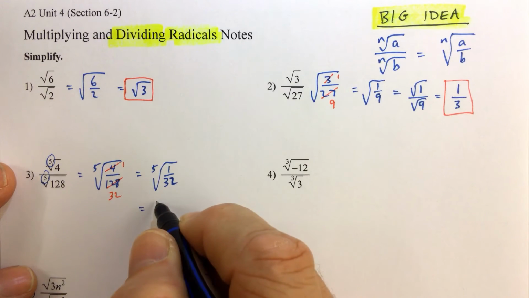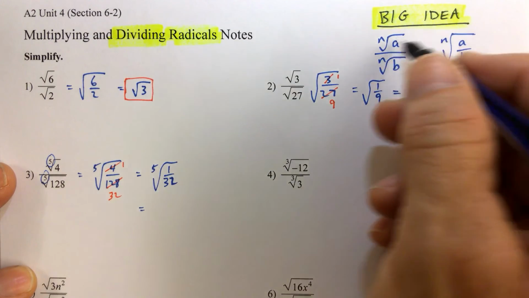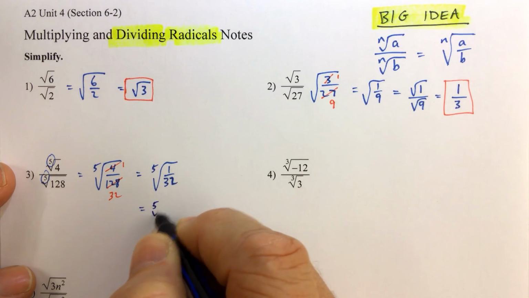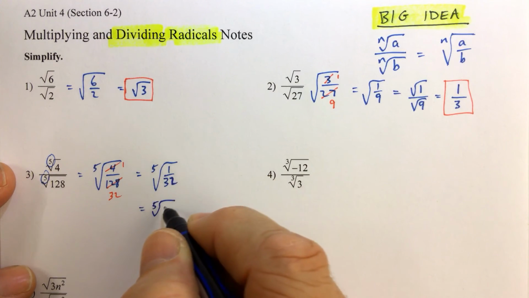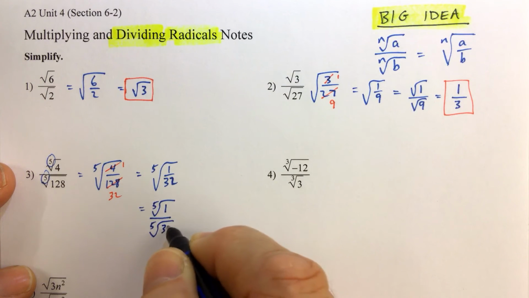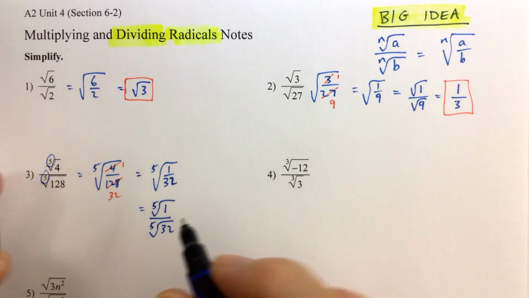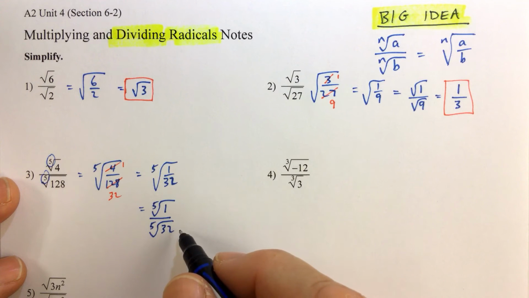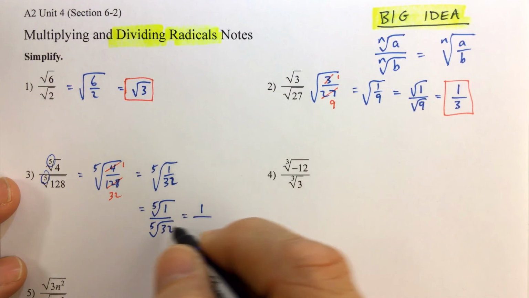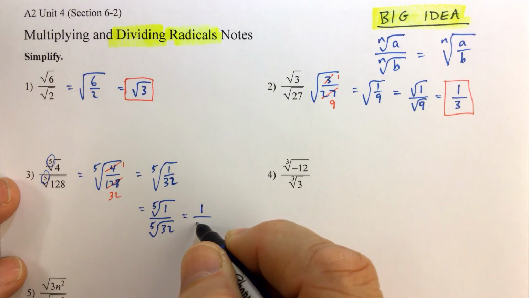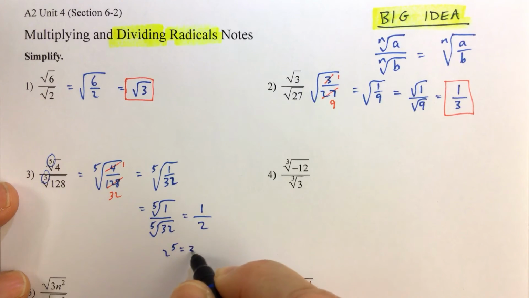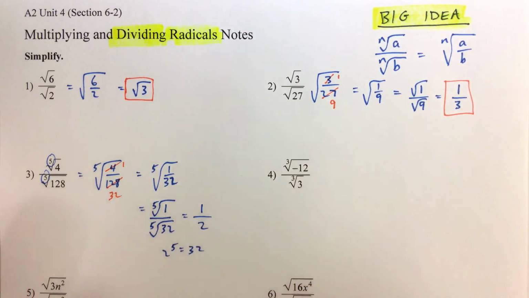And so we're going to rewrite this. Again, we're going to reverse the big idea, which means that we can rewrite this expression as the fifth root of 1 over the fifth root of 32. And 32 is 2 to the fifth. So we know that the fifth root of 1 is 1, and the fifth root of 32 is 2, because 2 to the fifth is 32. So therefore, the fifth root of 32 is 2.